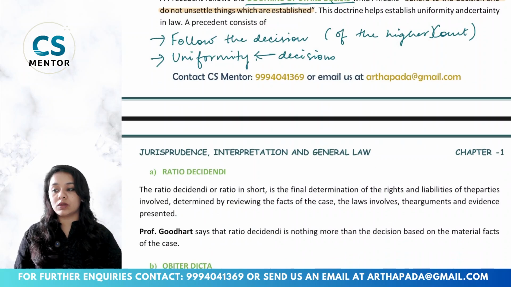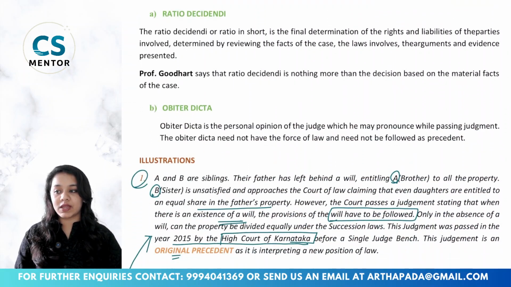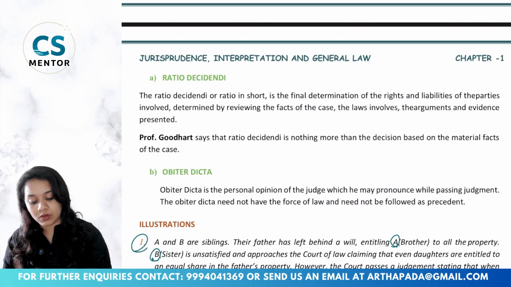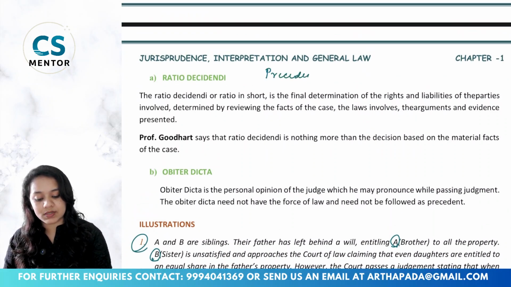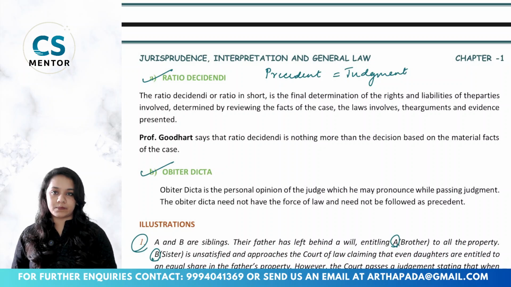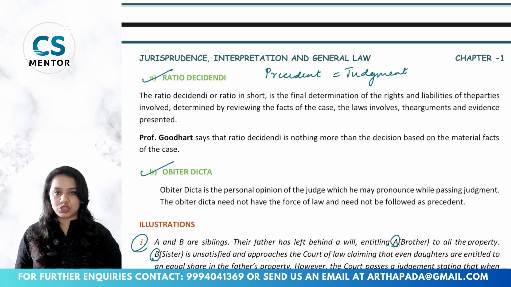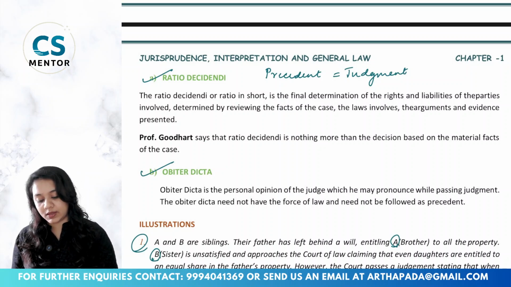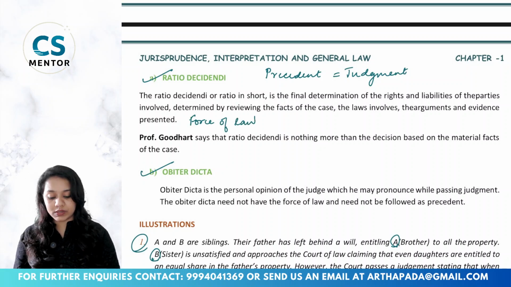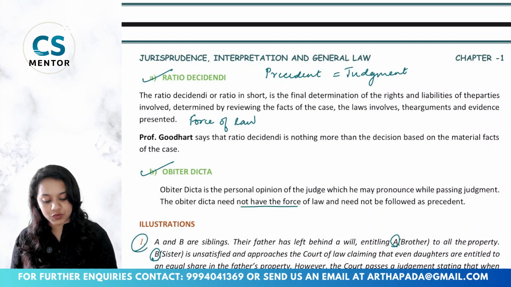The doctrine of stare decisis goes on to tell that a precedent, what is a precedent? A precedent is nothing other than the judgment. Now, the judgment can consist of two parts. One is the ratio decidendi, and two is the obiter dicta. What do you mean by ratio decidendi? Ratio decidendi is the one that has the force of law, whereas obiter dicta does not have the force of law.